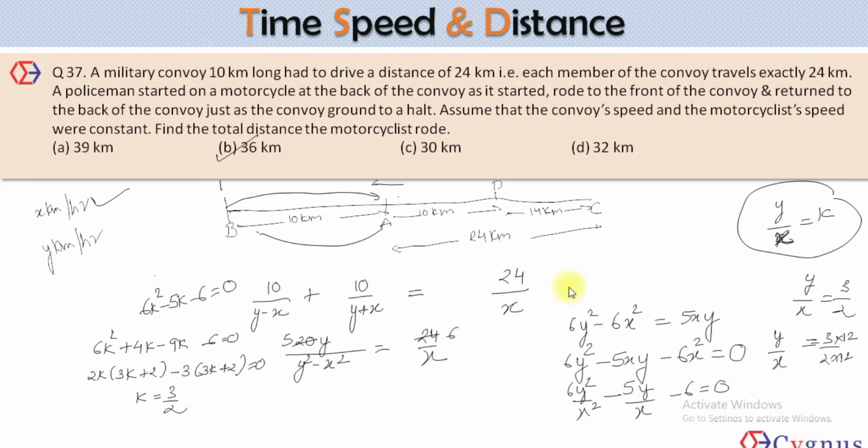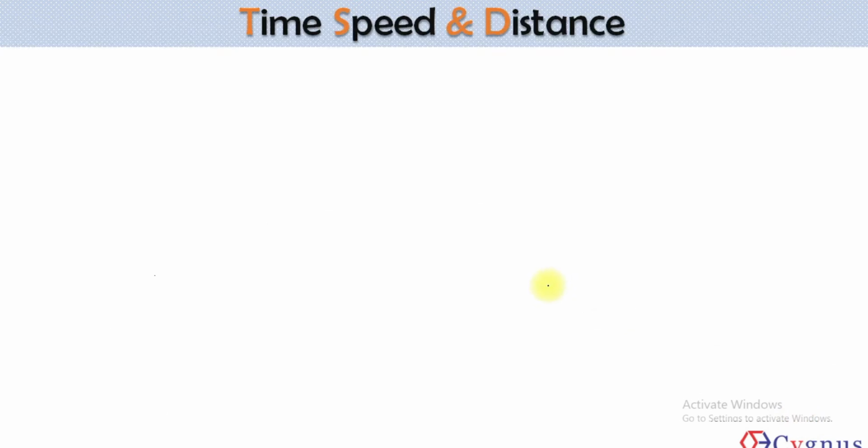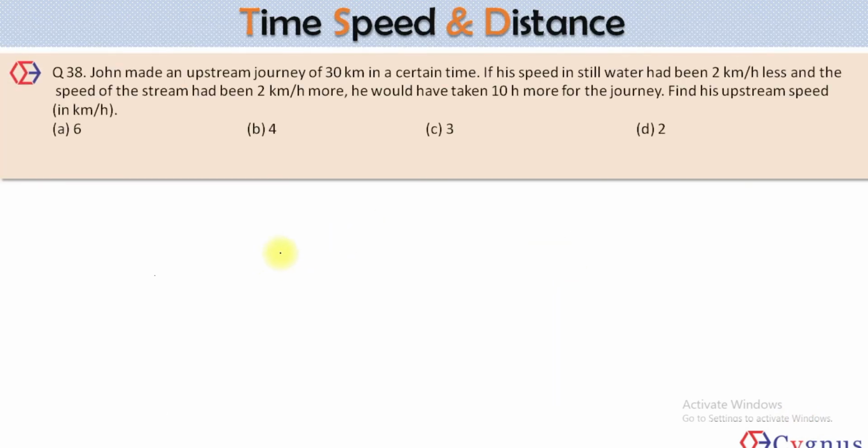Let's move on to the next one. What's the next question? John made an upstream journey of 30 kilometers in a certain time. That time is not given. If his speed in still water had been 2 kilometers per hour less, and the speed of stream had been 2 kilometers per hour more, he would have taken 10 hours more for the journey.